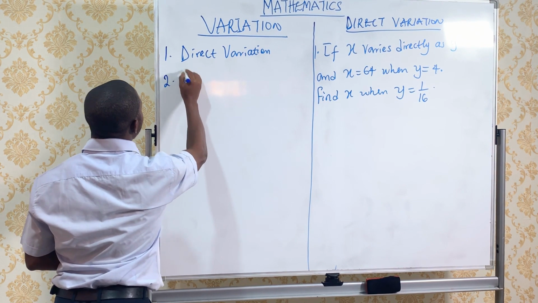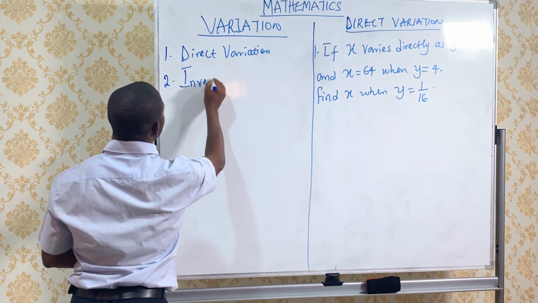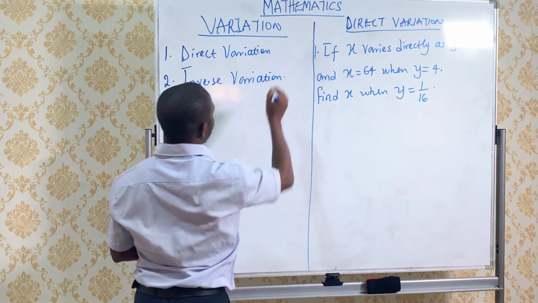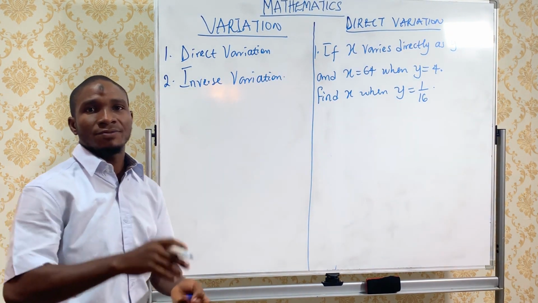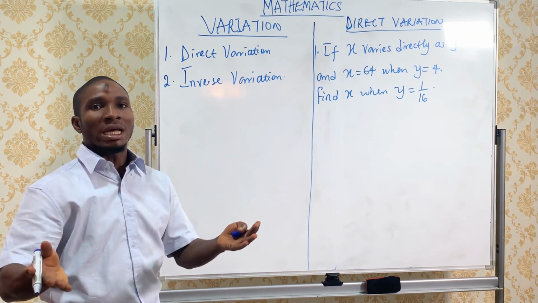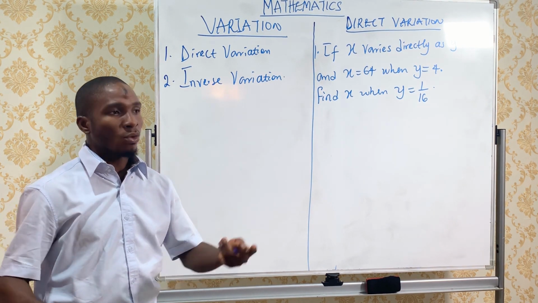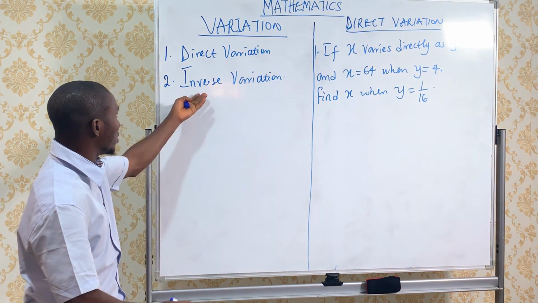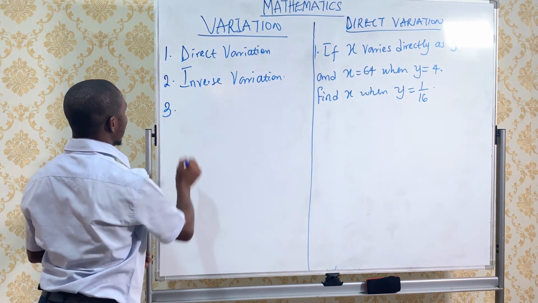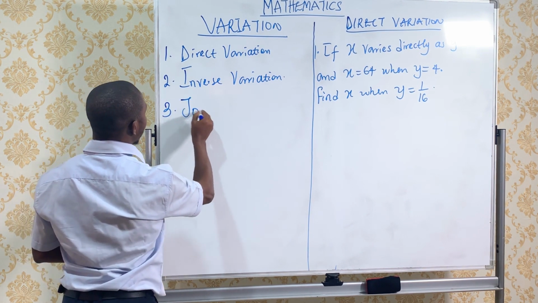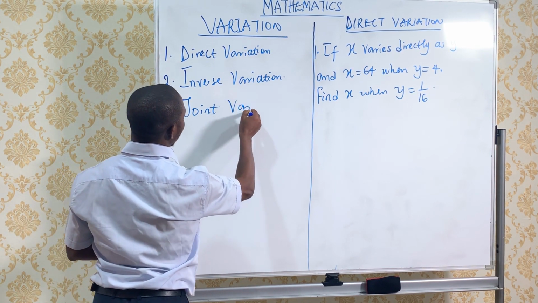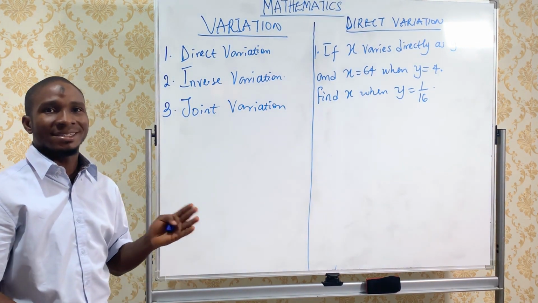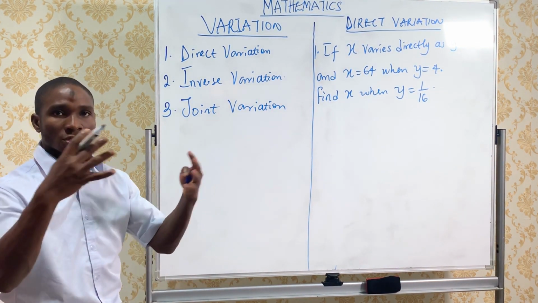Number two, we have inverse variation. What this implies is that if a variable increases, the other one will take the inverse, that is, will decrease, while if a variable decreases, the other one will take the inverse, that is, it is going to increase. That's what the mathematics is telling us, inverse variation. The third one is joint variation. Joint variation combines both direct and inverse variation. That's why we call it joint.